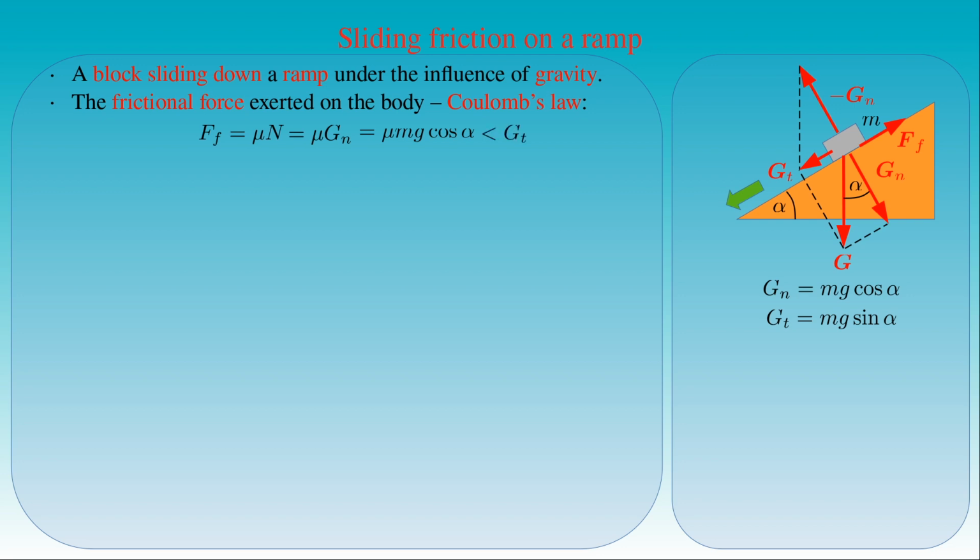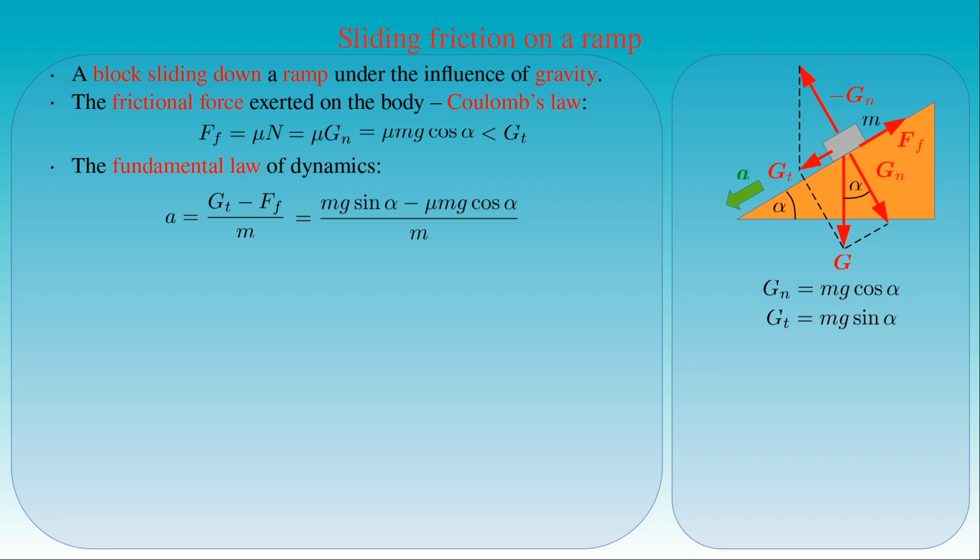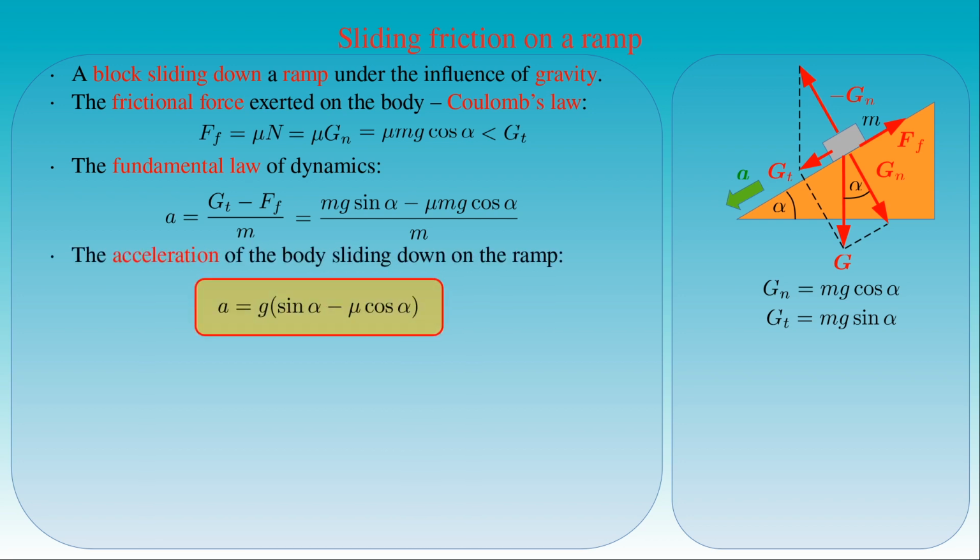We can express the magnitude of the acceleration a of the sliding block from the fundamental law of dynamics as the difference between the magnitudes of the tangential component of the weight G and the frictional force acting on the body, divided by the mass m. By substituting the explicit form of the forces acting on the body, we obtain the quantity of the mass m times the magnitude of the gravitational acceleration g times sine alpha, minus mu times m times g times cosine alpha, divided by m. As a result, the magnitude of the acceleration of a body sliding down a ramp with the inclination angle alpha is given by the magnitude of the gravitational acceleration g, times the quantity of sine alpha minus the coefficient of the sliding friction mu times cosine alpha.